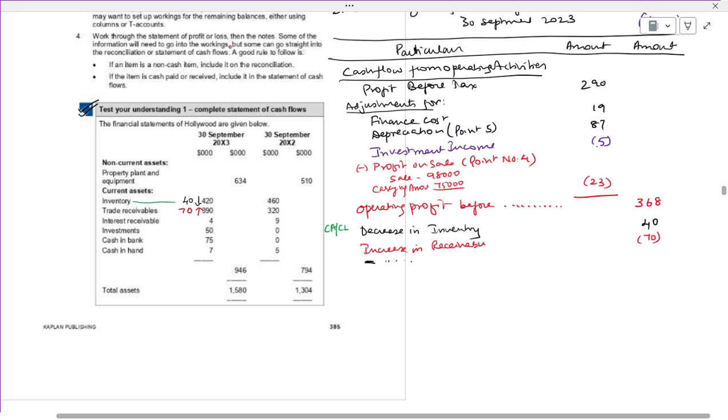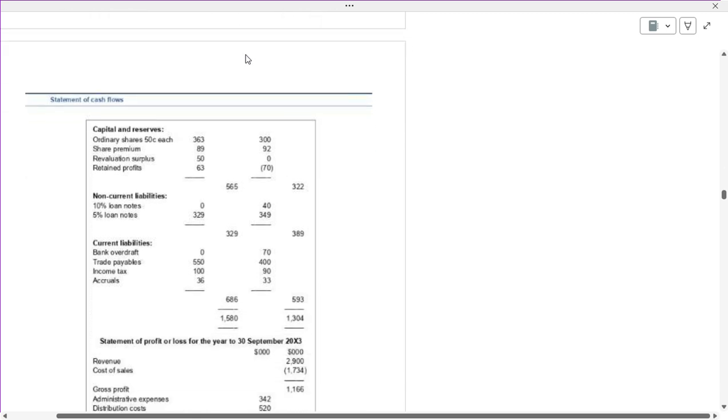Next, interest receivables we will take after that. We are not concerned about interest receivable right now. Investments we will take in investing activities. Cash in bank and cash in hand we will never take now; we will take them in the end. We have completed inventory and trade receivables. Next, go to the current liabilities.